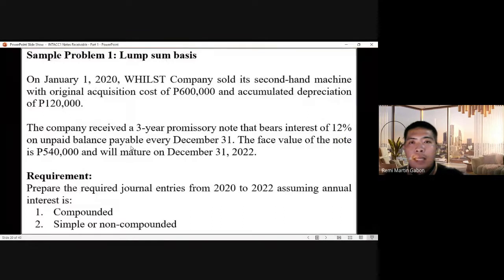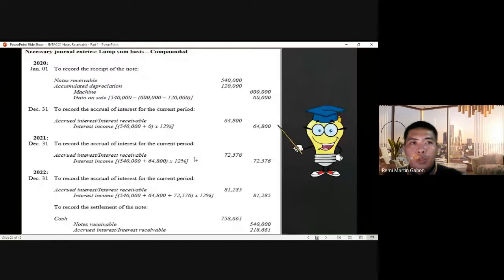And then it is on a lump sum basis because it matures on December 31, 2022. Transaction date is January 2020. So on unpaid balance payable every December 31, if we're going to make reference on the discussion of the overview, interest receivable are always current. Kasi yearly. Usually annual yung pag-collect sa kanya. So we proceed with the solution.